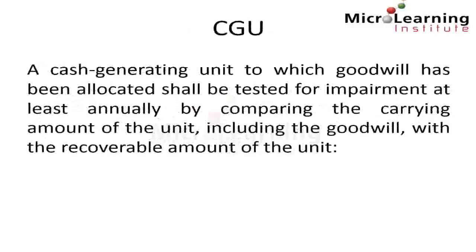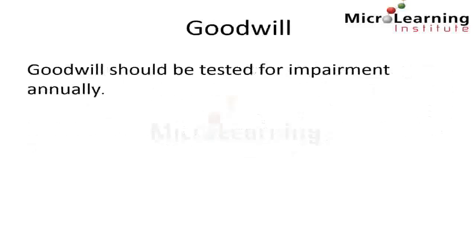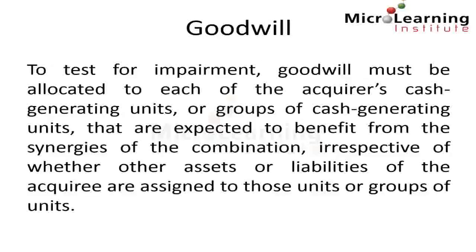A cash-generating unit to which goodwill has been allocated shall be tested for impairment at least annually by comparing the carrying amount of the unit, including the goodwill, with the recoverable amount of the unit. Goodwill should be tested for impairment annually. To test for impairment, goodwill must be allocated to each of the acquirer's cash-generating units or groups of cash-generating units that are expected to benefit from the synergies of the combination, irrespective of whether other assets or liabilities of the acquiree are assigned to those units or groups of units.